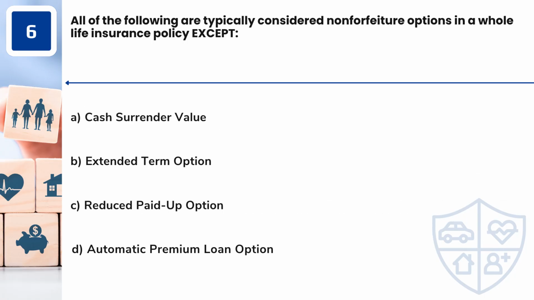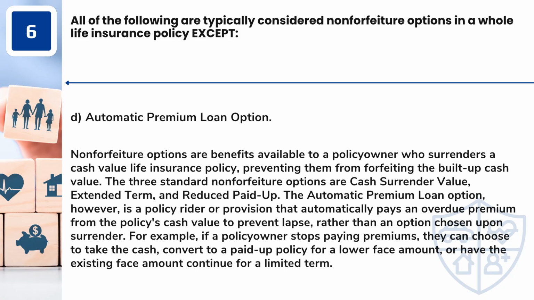Question 6. All of the following are typically considered non-forfeiture options in a whole life insurance policy except: A. Cash surrender value. B. Extended term option. C. Reduced paid-up option. D. Automatic premium loan option. Answer: D. Automatic premium loan option.